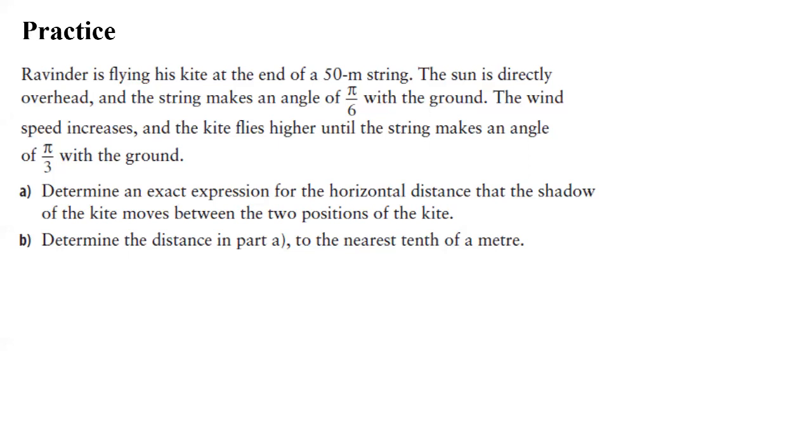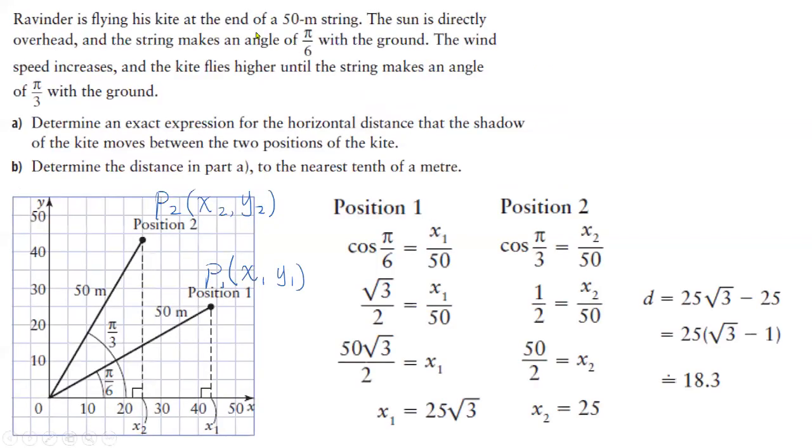All right, let's have a look at the solutions together. Okay, we can illustrate this problem in the following graph. So first of all, the kite is at position 1, right? The angle between its position and the horizontal axis x is 1/6 of pi, right? So when the wind speed increases, it comes to position 2, and the angle with the ground becomes 1/3 of pi, right?